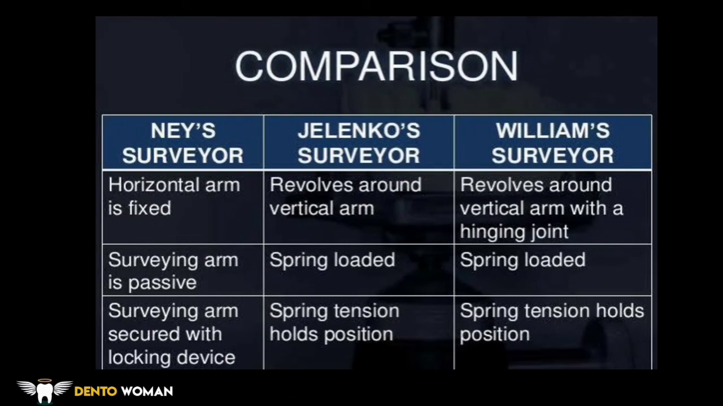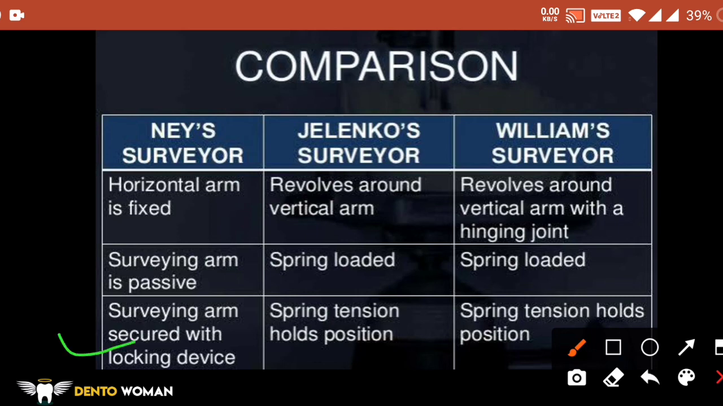So now comparison between all the three surveyors. Ney's surveyor horizontal arm is fixed, whereas it revolves around vertical arm in Jalenko, and it revolves around vertical arm with a hinging joint in Williams surveyor. And surveying arm is passive in Ney's surveyor, whereas it is spring-loaded in the other two surveyors. Surveying arm is secured with locking device when it comes to Ney surveyor. And in Jalenko and Williams, it is spring-loaded, so spring tension holds its position.